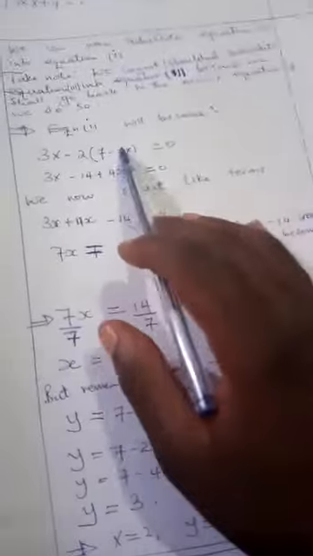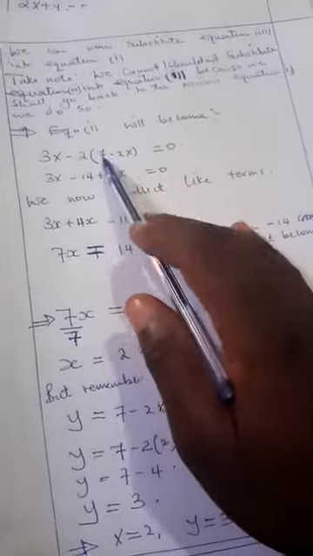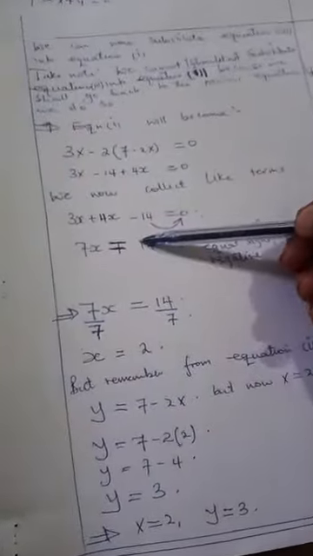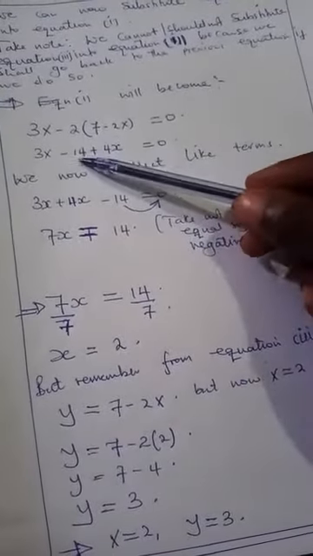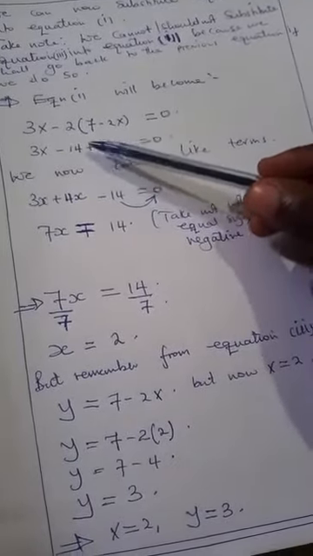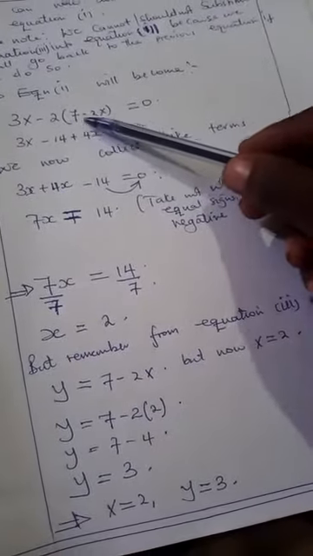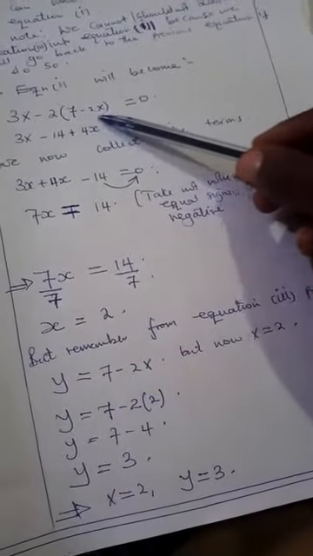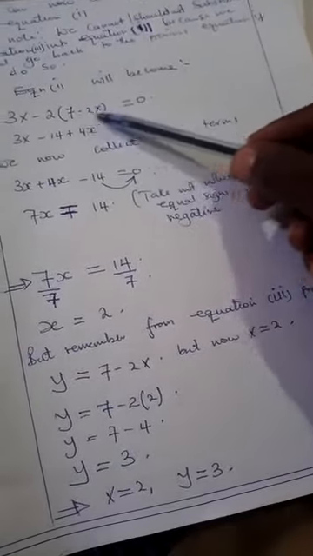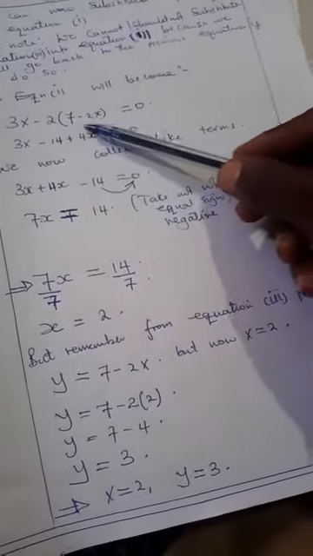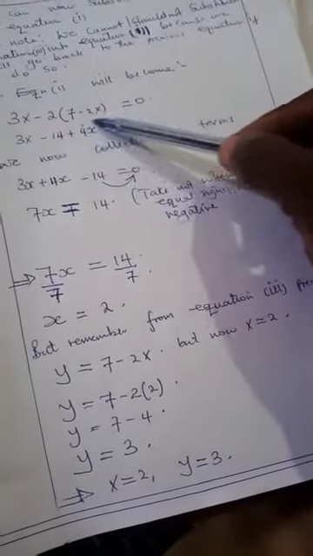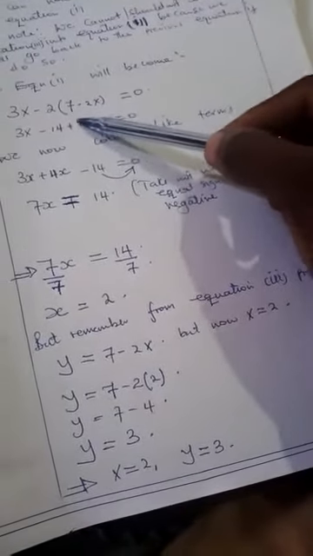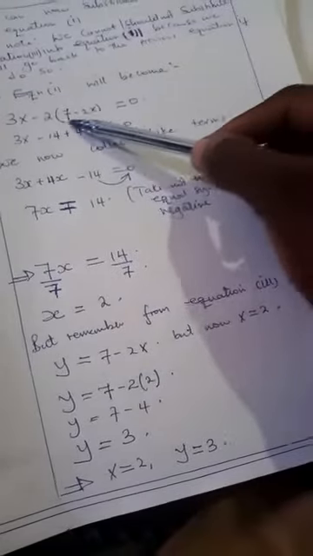And here it is. After substituting it in equation 1, remember we are taking now equation 3 into equation 1. So equation 1 becomes 3x minus 2y, but where there is y, we substitute the value of y. You can see it here. Equation 3 is that y equals 7 minus 2x. So if we have 7 minus 2x here, it means that we have substituted the value of y into equation 1.